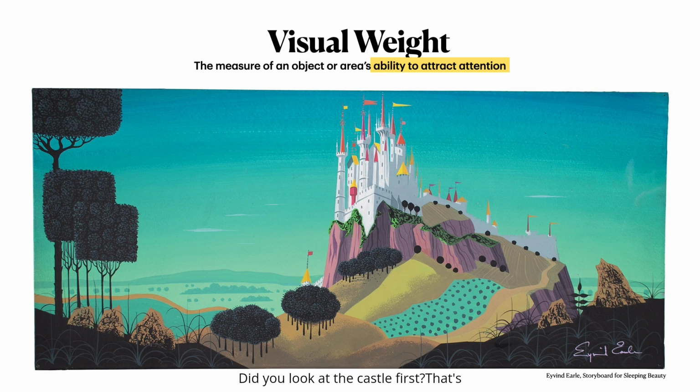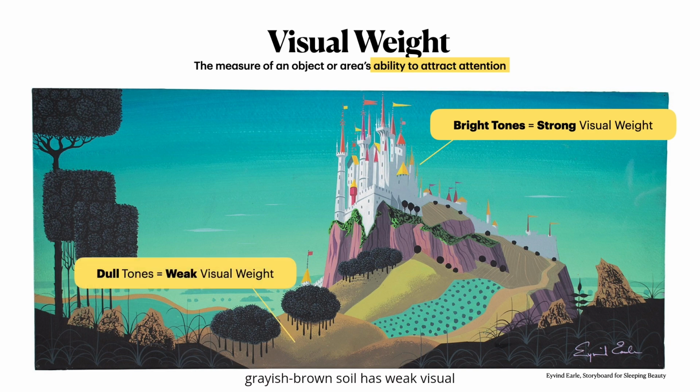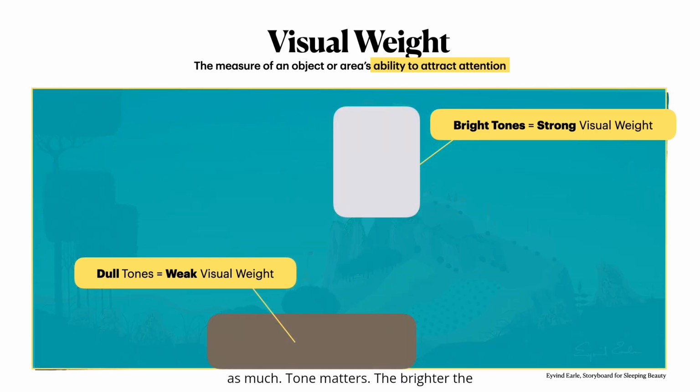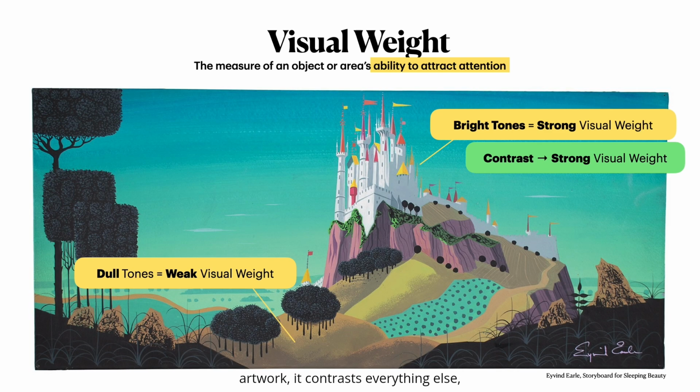Did you look at the castle first? That's because it is the brightest in the artwork, so it has a strong visual weight. In contrast, the dull grayish-brown soil has weak visual weight, so we didn't really look at it as much. Tone matters. The brighter the tone, the stronger its visual weight. Contrast helps too. If the object is so different from everything else in the artwork, it contrasts everything else, thereby increasing its visual weight.